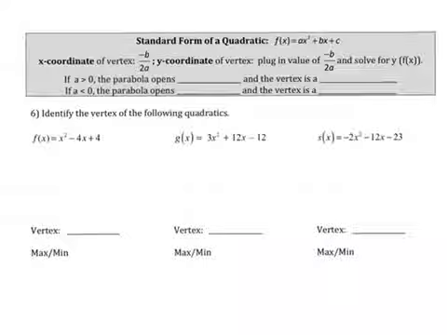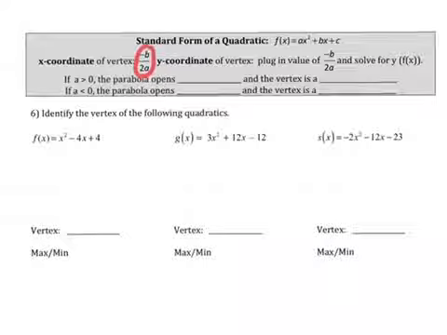You need to first solve for your x-coordinate using the -b/2a. That's written right there. And then you're going to take whatever answer you get and plug that back in for x into the original equation to find your y value. So that'll be your x and your y of the vertex. So that's what you're going to solve for first.